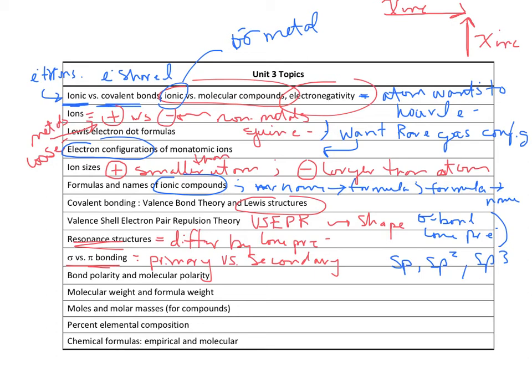I don't think we did much with bond polarity and molecular polarity. I'm going to draw a line through that one. Molecular weight and formula weight: add from the periodic table. For instance, H2O, you take 2 times hydrogen plus 1 times oxygen. And remember those are in units of AMUs. This could be one of your 6-point problems. If you have one of those problems, remember to get your units right and to show all work.